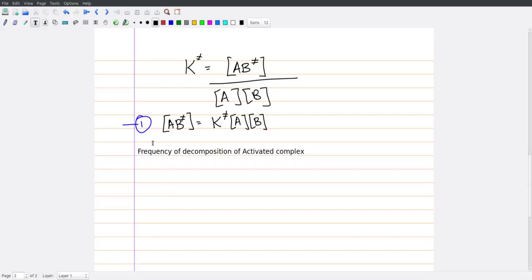Now let's look at what is happening. A is coming and forming AB dagger. You can think of this AB dagger as A forming some sort of bond, not a bond in strict terms, but some sort of interaction with B. Or if you want to take an example, let's take something like C double bond O.